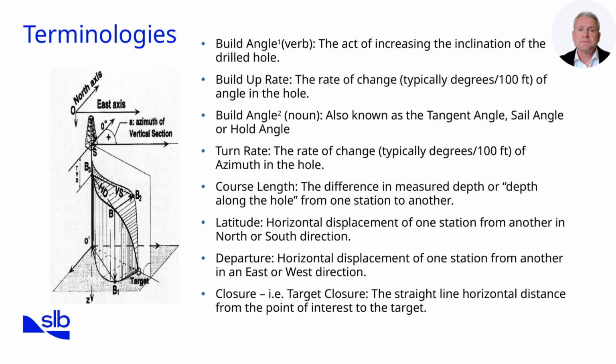Course length is the measured depth difference between two stations in the well. Think of it as the distance along the hole between two survey points. It accounts for the actual drilled path, not the straight line distance. This term is used frequently in survey data and is critical in calculating the true vertical depth (TVD), inclination, and azimuth between points.